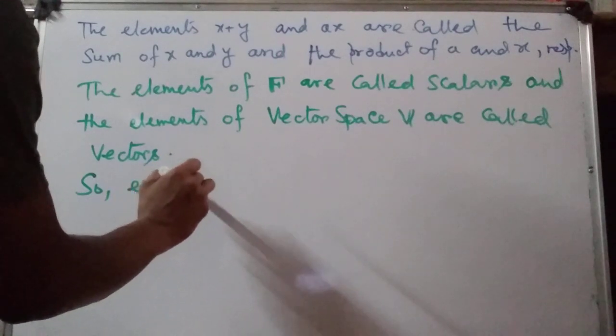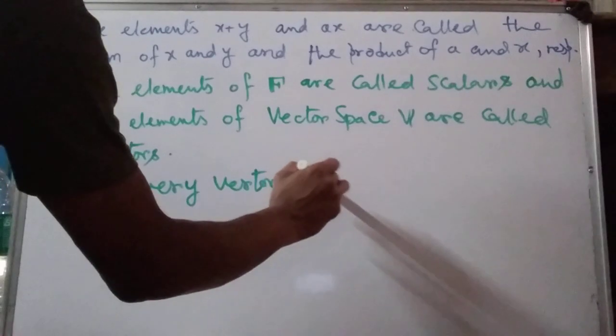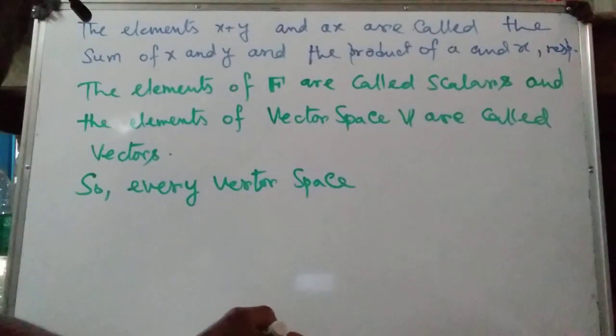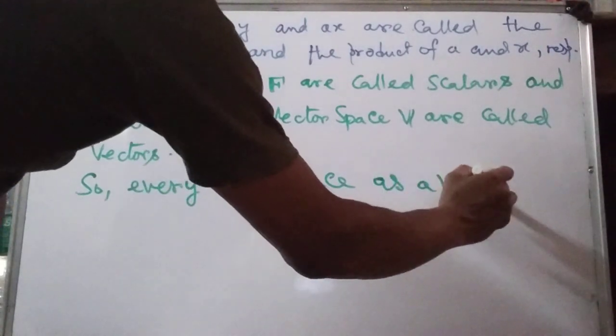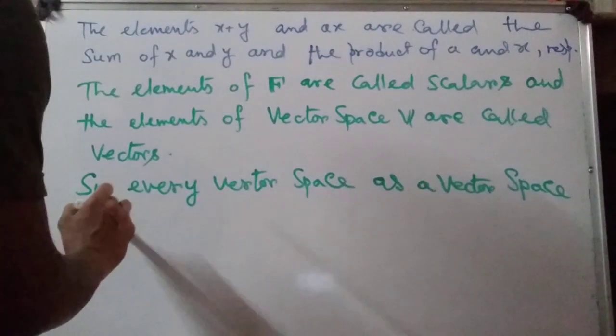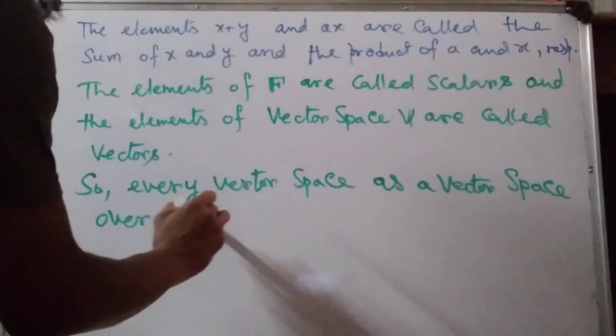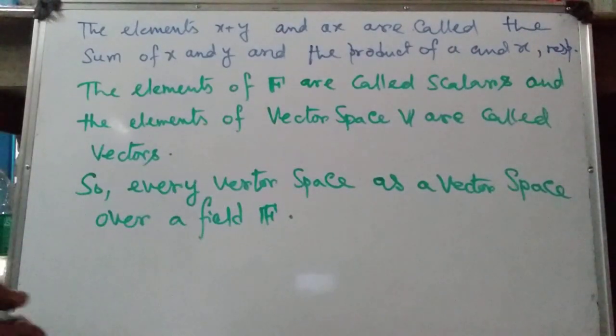So every vector space is a vector space over a field F.